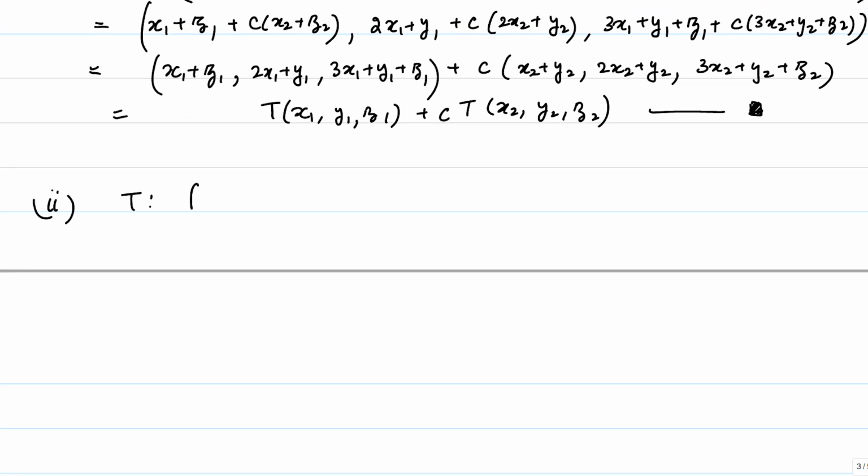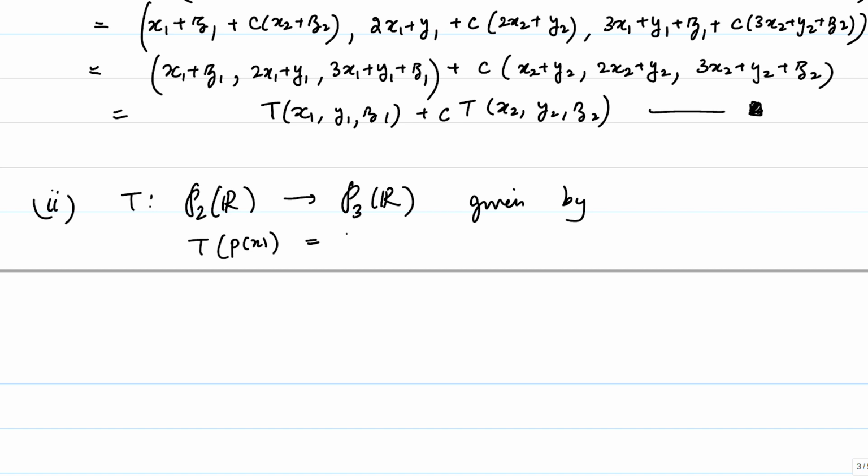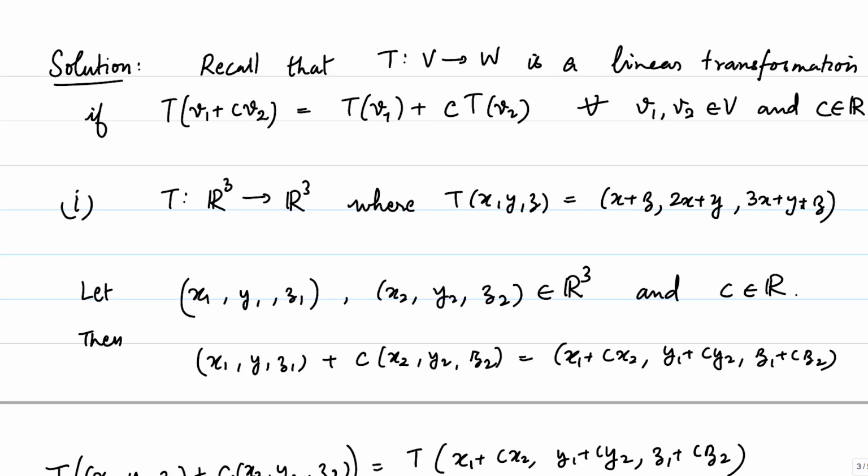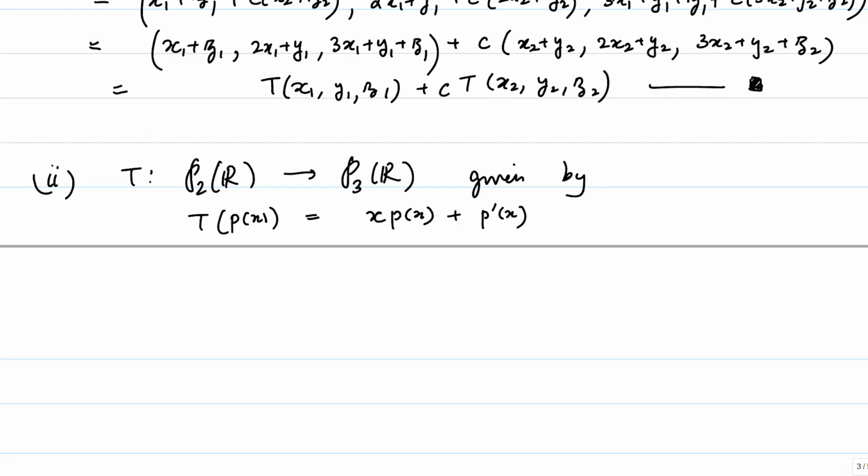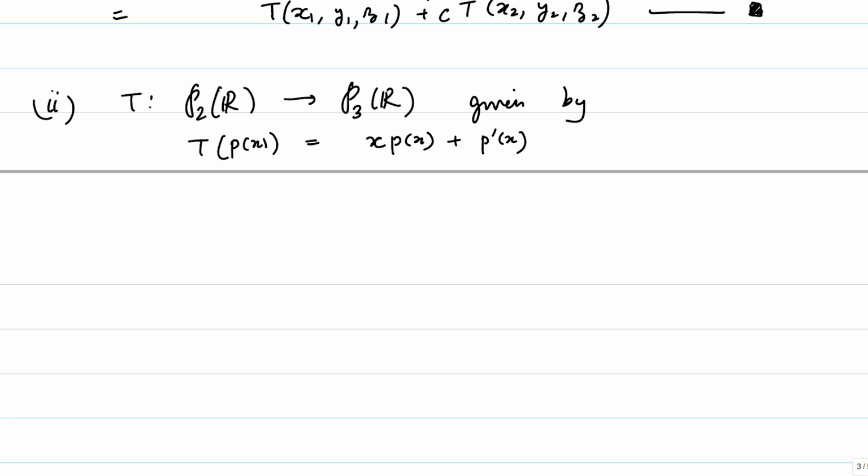Okay, so let's look at the second problem. T from P2 of R to P3 of R is given by T of p of x is equal to x times p of x. Notice that this raises the degree by 1. Plus p prime of x. Is it minus p prime of x? No, it's plus p prime of x. So we'll do the same trick as above.